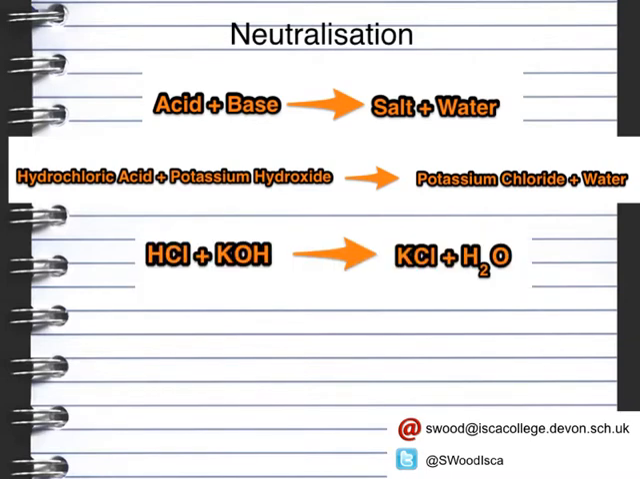Now here we have a symbol equation, and this is where we have the hydrochloric acid here, which has the formula of HCl. We've got the potassium hydroxide, which is the K for potassium, and then the OH, which is hydroxide. We then have potassium chloride, our salt, which is KCl, and then we've got H2O, which we all know as water. That's one example of a neutralisation reaction.